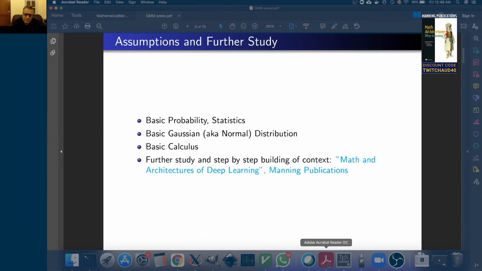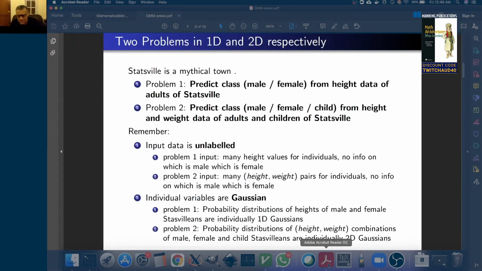So, today we are going to talk about Gaussian mixture modeling. As such, I will assume some basic familiarity with probability, statistics, and of course the basic form of the Gaussian distribution, and some calculus. And if you really want to build up a step-by-step context on these things, then I invite you to take a look at my book, Math and Architectures of Deep Learning by Manning Publications. You can purchase it from the Manning Publications website. So, on to Gaussian mixture modeling.